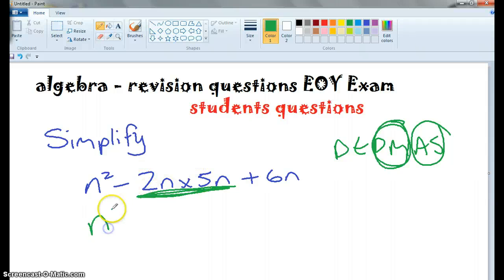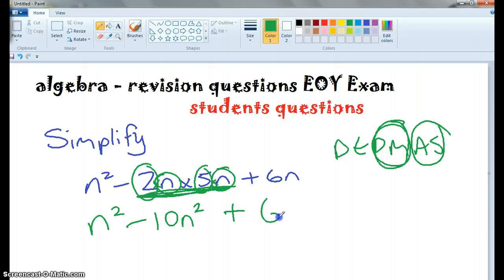So multiplying those two together, that's the same as 2 times n times 5 times n, because the invisible operation between the 5 and the n is multiplication. We can actually change the order of that so that we can go 2 times 5 is 10, and n times n is n squared, plus 6n. Now we can look at like terms.